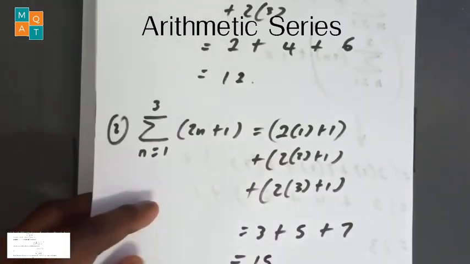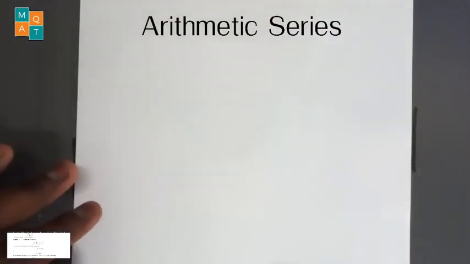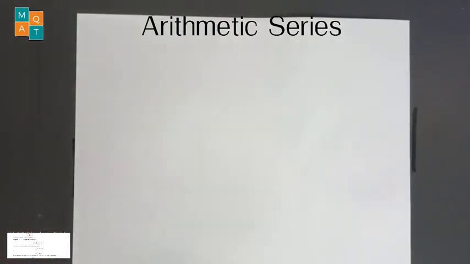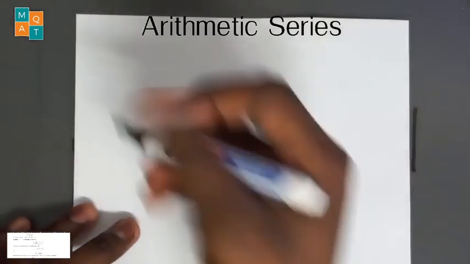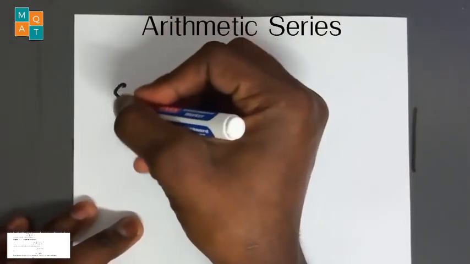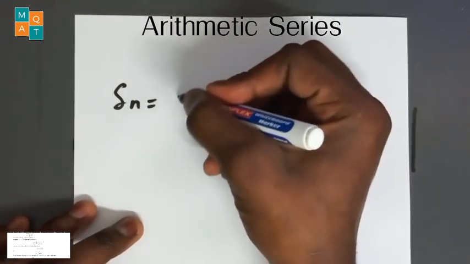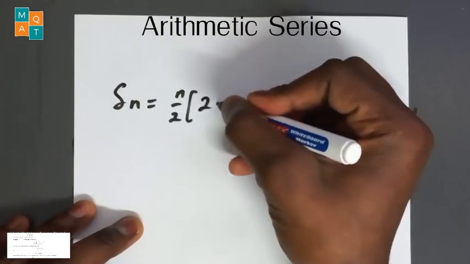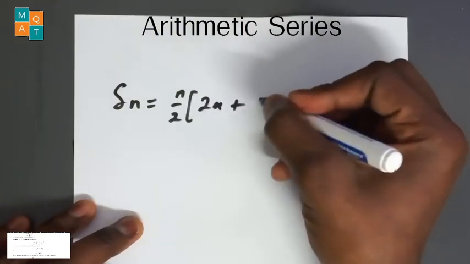Now, let me give you the equation. I will explain the derivation, meaning the mathematical reason why we arrive at this equation and what it actually means. But in short, the equation for the sum of an arithmetic sequence is Sn equals n over 2 multiplied by 2a plus n minus 1 times d.